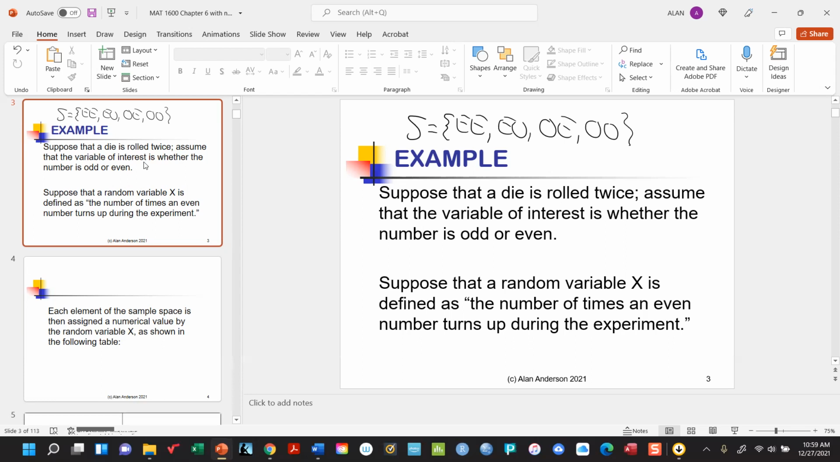So let's just say that we're playing a game in a casino with these dice. And the prizes that you win depend on how many evens turned up when you roll the dice. So we're going to define our first random variable. X will represent the number of times that an even number turned up during our experiment of rolling the dice. So we're focusing our attention on evens. How many evens did we get? Well, what we are going to do now is use X to assign numbers to these four outcomes.